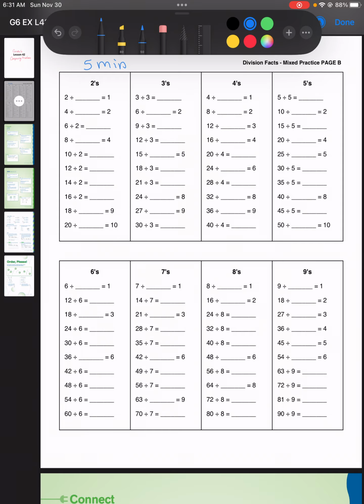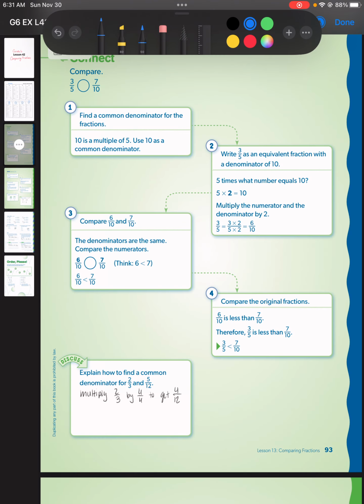You are starting with 5 minutes of fluency around division facts. As you are lapping, pay attention to how students are doing with their 6s, 7s, 8s, and 9s. And those are the problems that you want to review. You will be able to determine what to review based on where students struggle the most. And then you will jump into comparing fractions.